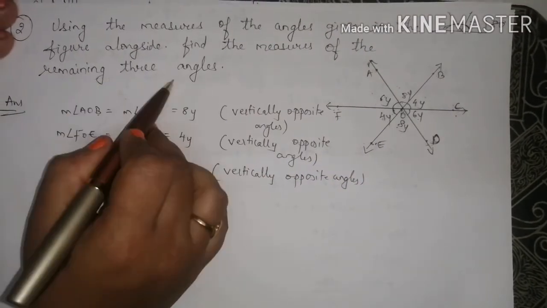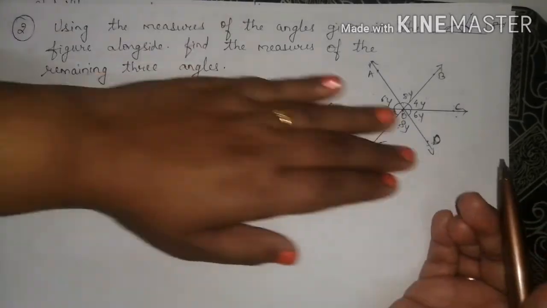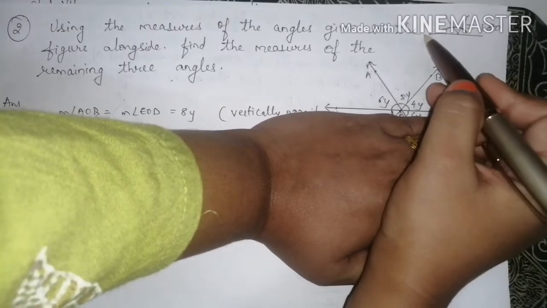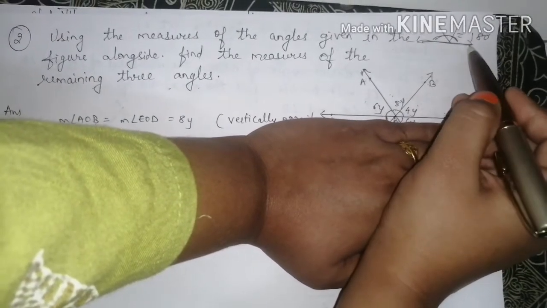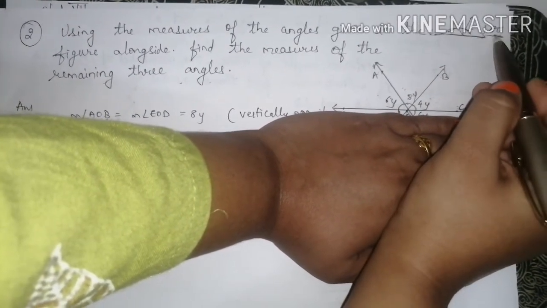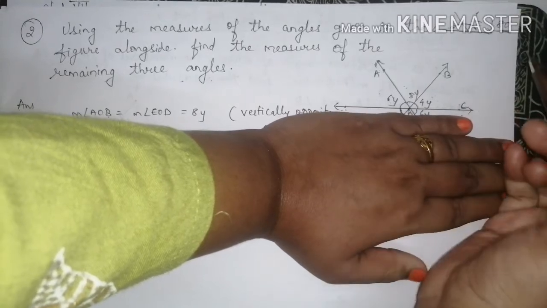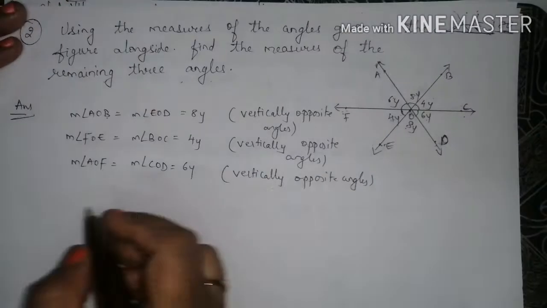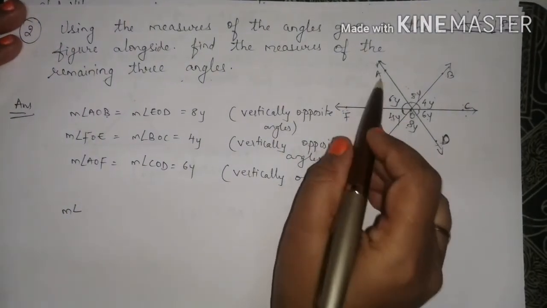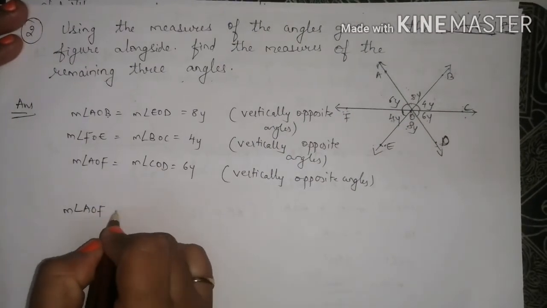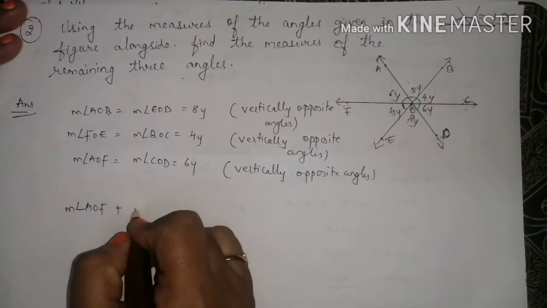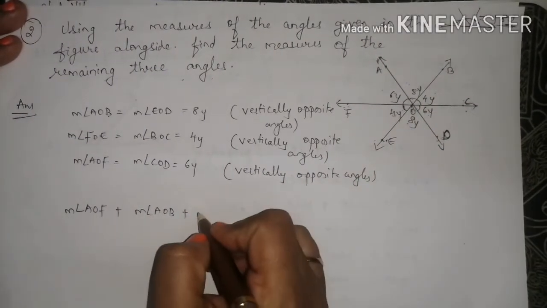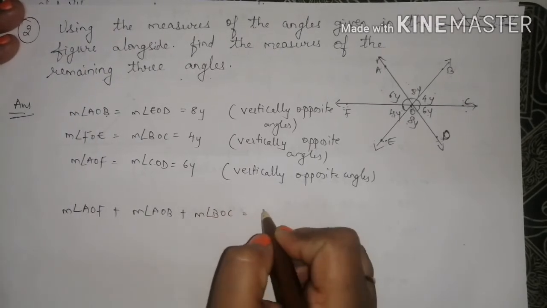Now to get the measure of these angles, we consider this straight line. On a straight line, these are the three angles forming, and you know that on a straight line the measure of all the angles, its total will be 180. So let us add all the three angles to get the measure of y. Measure of angle AOF plus measure of angle AOB plus measure of angle BOC is equal to 180 degrees.